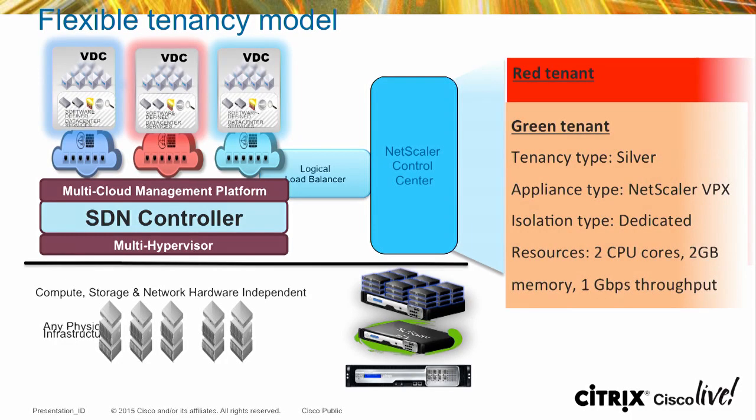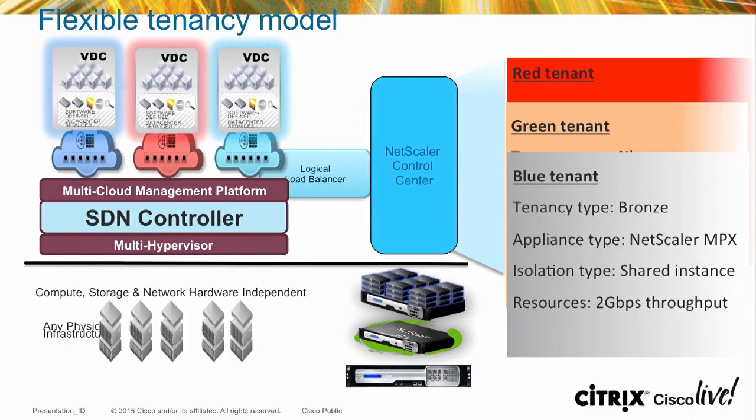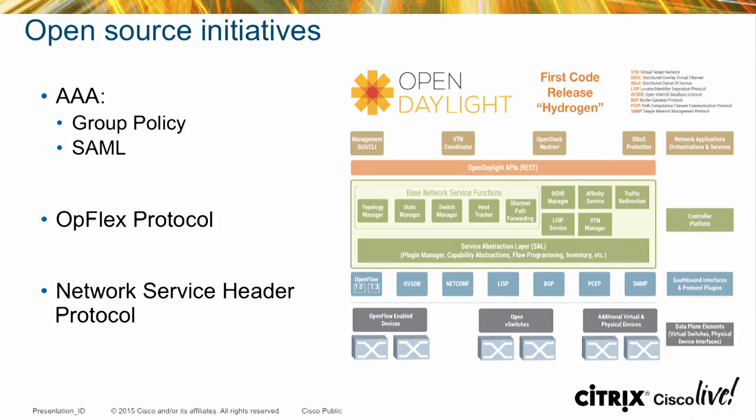But then say we have another tenant that needs a medium amount. We're able to do silver types of tenancy or a bronze amount. Here, maybe they just require really simple load balancing or something. So we're able to do that via our NetScaler Control Center.